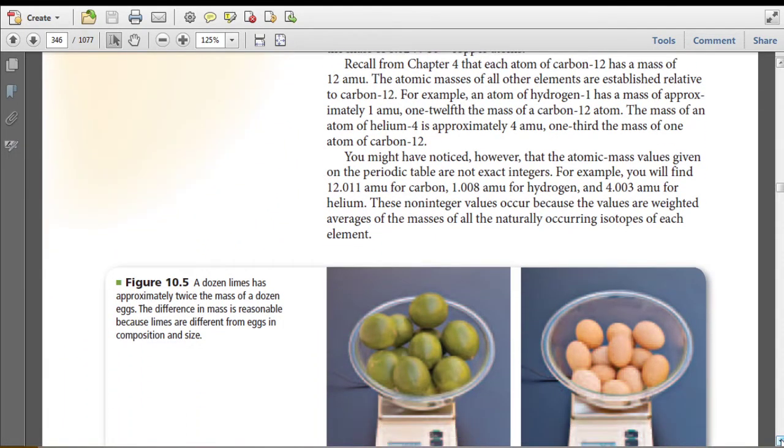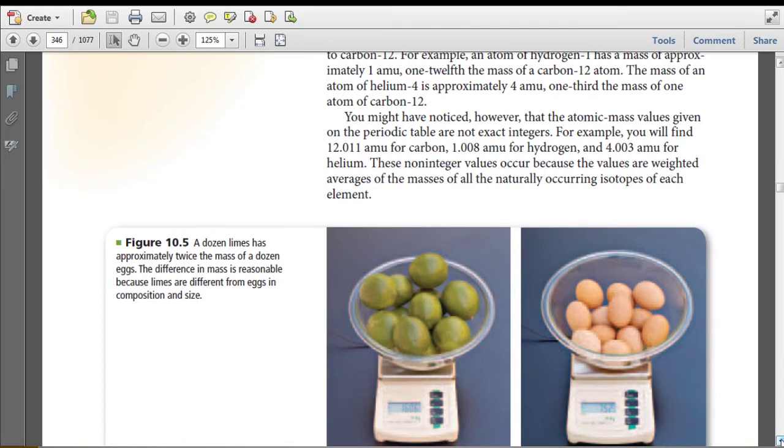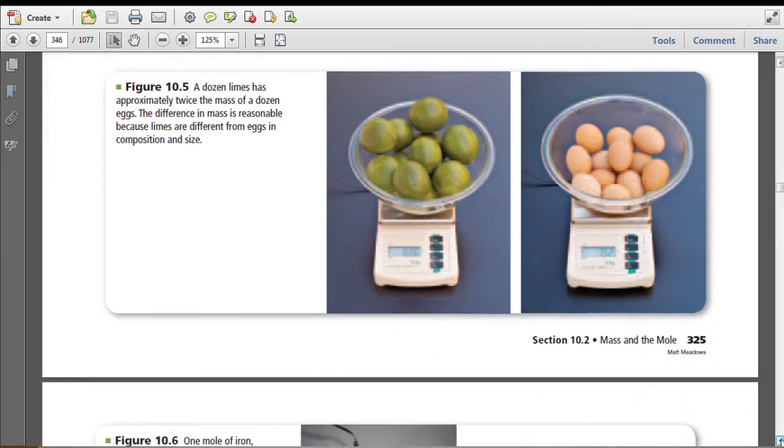You might have noticed, however, that the atomic mass values given on the periodic table are not exact integers. For example, you will find 12.011 AMU for carbon, 1.008 AMU for hydrogen, and 4.003 AMU for helium. These non-integer values occur because they are weighted averages of the masses of all the naturally occurring isotopes of each element.